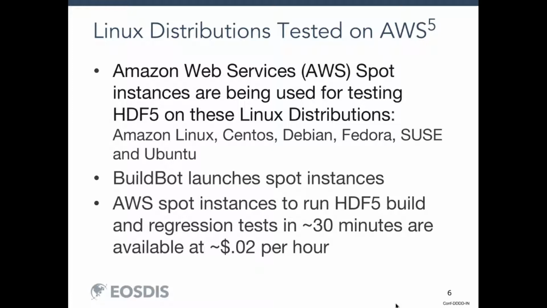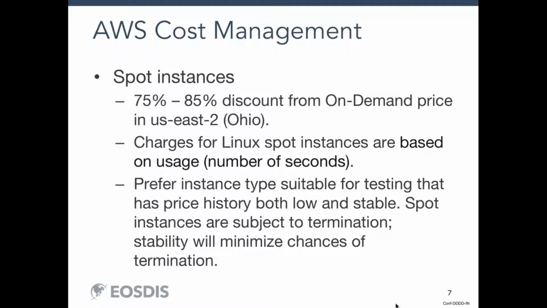We found out when we did the performance testing that I'll talk about that the same instance in Ohio is 20 to 30% less costly than in Virginia. So it makes a difference, or in Oregon for that matter, where you run your tests. Now there is the issue of whether you have the AMI in that region or not. So that's another consideration. Charges for the spot instances are based on usage for the number of seconds that you run the instance.